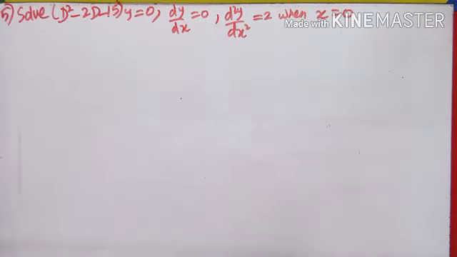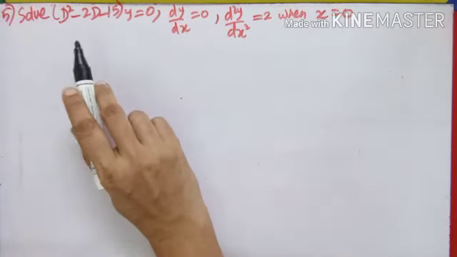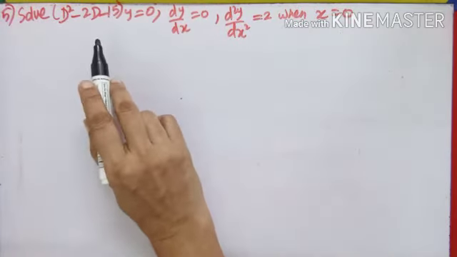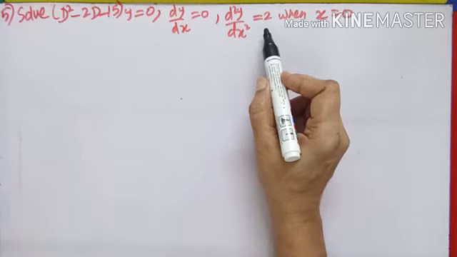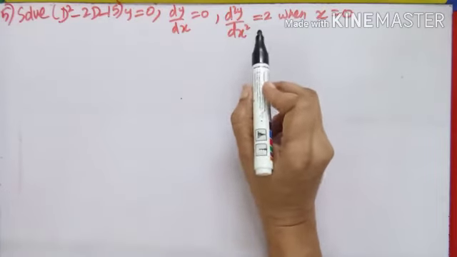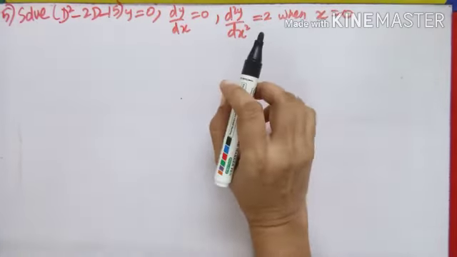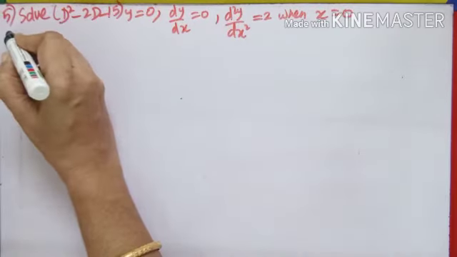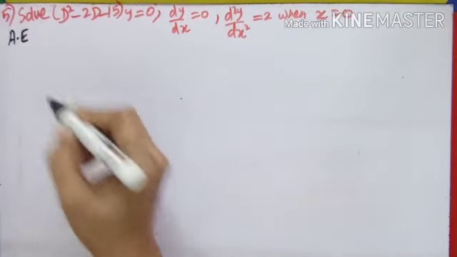Question number 5. Solve (D² - 2D - 15)y = 0. They have given you certain conditions which help us to find what A and B are in the question. Let us proceed in the usual pattern. We need to write the auxiliary equation.